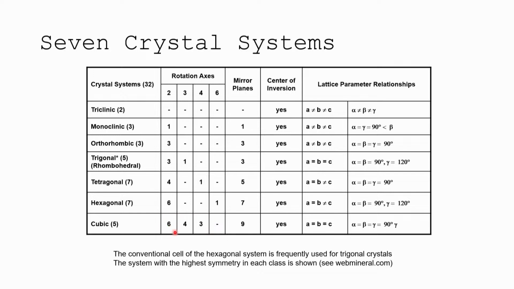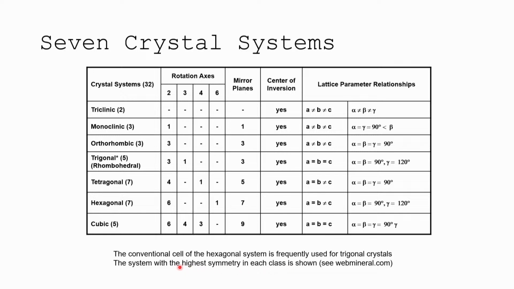It has 6 2-fold axes, 4 3-fold axes. Those are along the body diagonals, the 1-1-1s. We'll talk about more. And 3 4-fold axes, which are the face normals of a cube. You can rotate it 90 degrees, it looks the same.